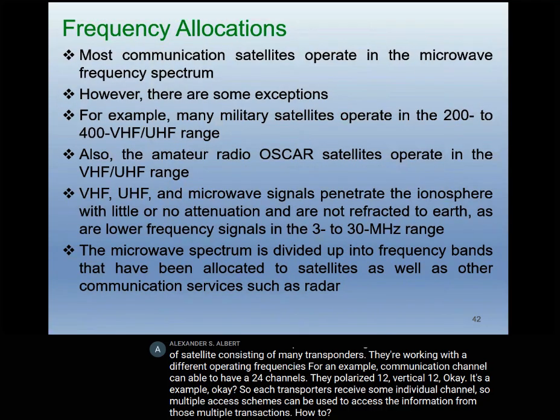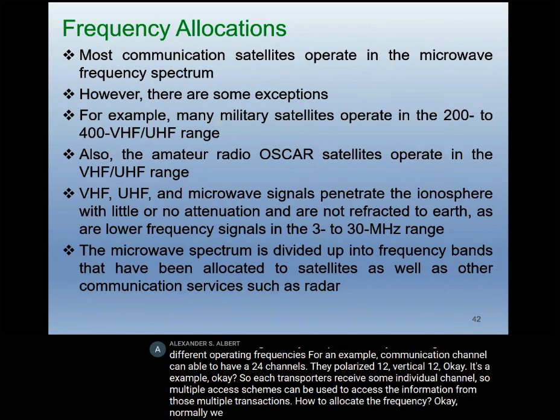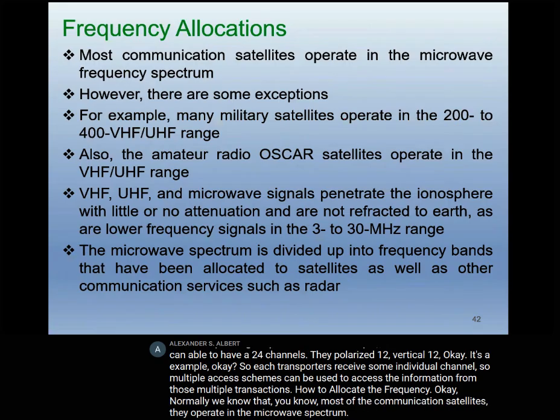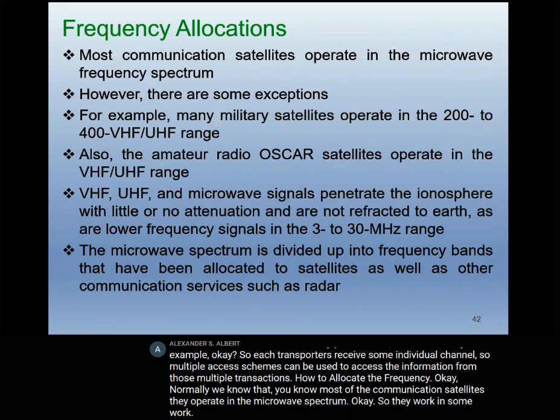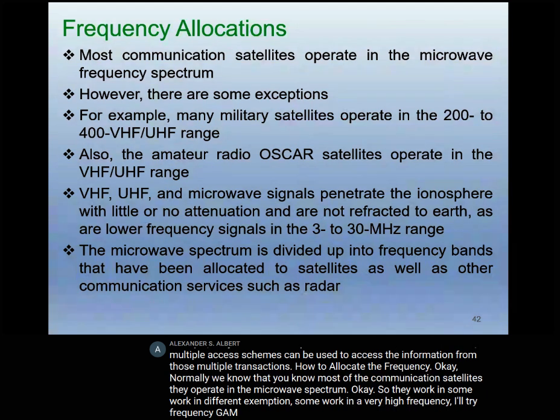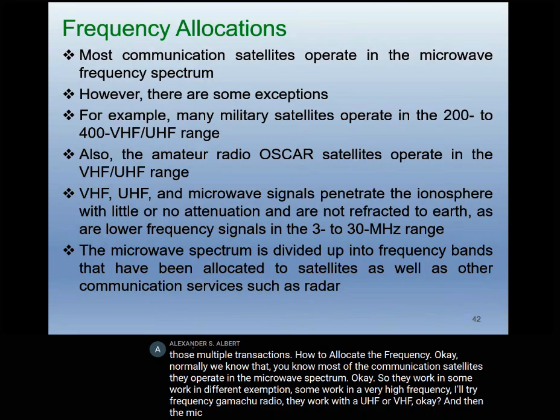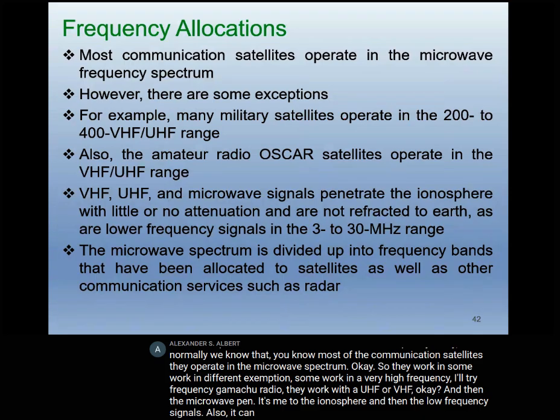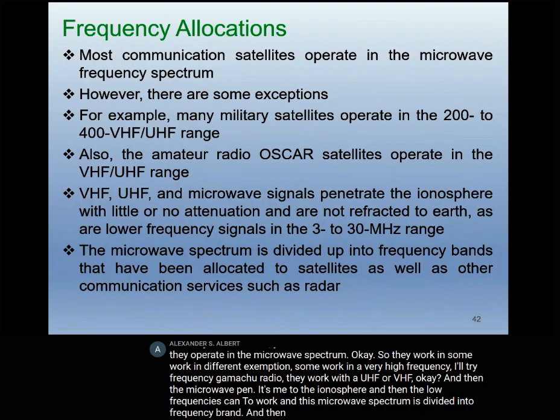How to allocate the frequency? Normally we know that most communication satellites operate in the microwave spectrum. Some work in very high frequency, ultra high frequency. The amateur radio works with UHF or VHF. The microwave penetrates the ionosphere, and the low frequency signals can also work. And this microwave spectrum is divided into frequency bands for the communication services.